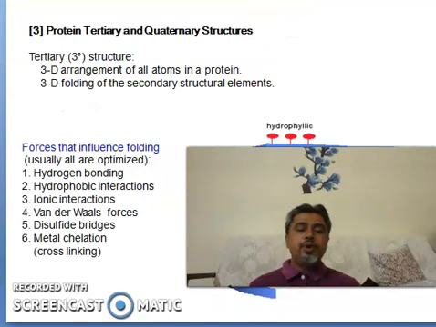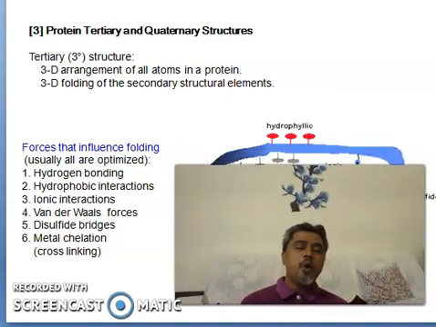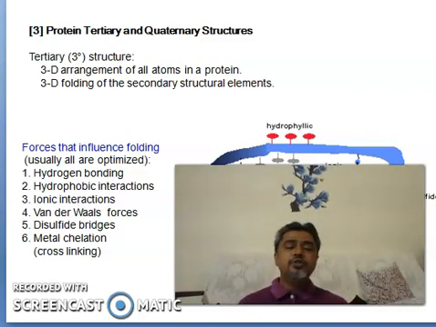Now protein tertiary and quaternary structures: the 3D arrangement of all structural elements is found here. Hydrophilic heads, ionic interactions and disulfide bridges, as I said, are the bonds that hold the chain together. So these are the cross-linking and ionic interactions, hydrophobic interactions, hydrogen bonding, and disulfide bridges found when amino acids join together to form protein tertiary and quaternary structures.